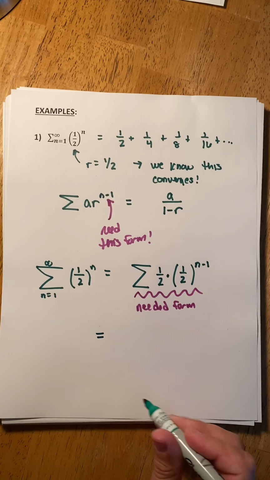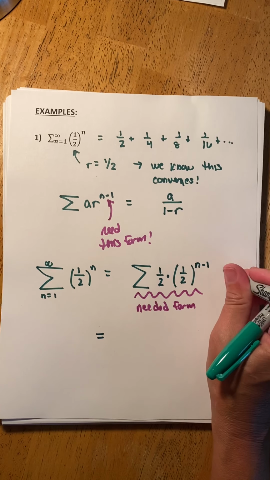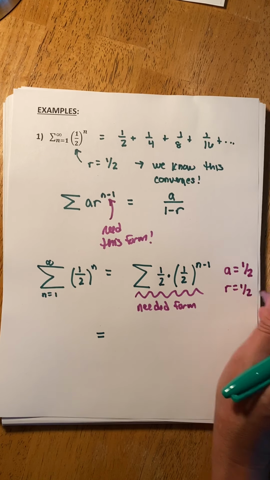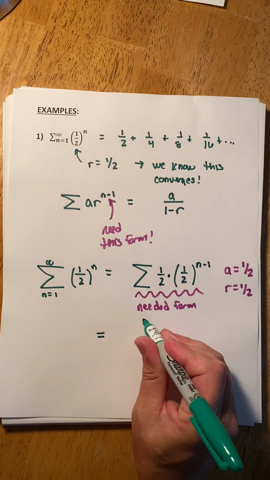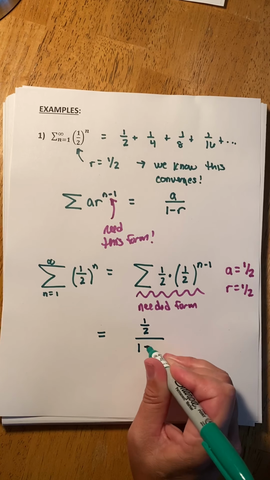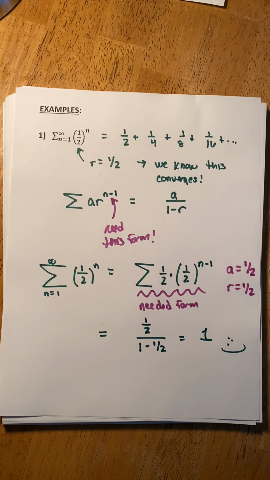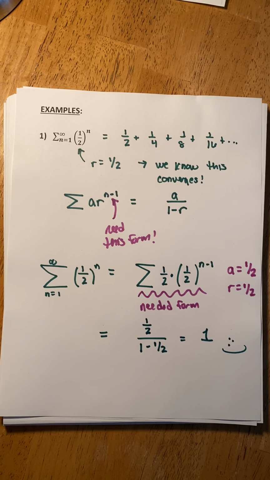So therefore, according to this template, we have a is equal to the constant out front, and r is also equal to 1/2. This is going to be 1/2 over 1 minus 1/2, which is 1, which we saw geometrically by looking at the sum of the area and the curves.